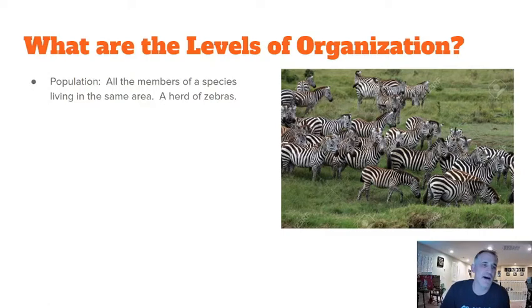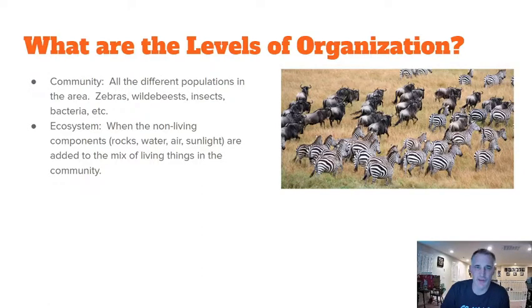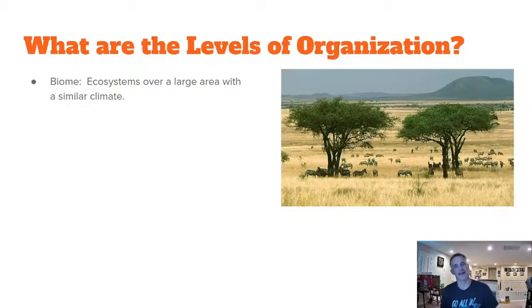Then we can move up to the community level, which is going to include all these different species. For example, zebras, wildebeest, all the insects that are in a particular area, the bacteria, the different plant life, that can all be considered a community. Now, they have to still be in the same geographical location. And then when we add the non-living components like rocks, water, air, sunlight, that type of stuff, now we're at the ecosystem level.